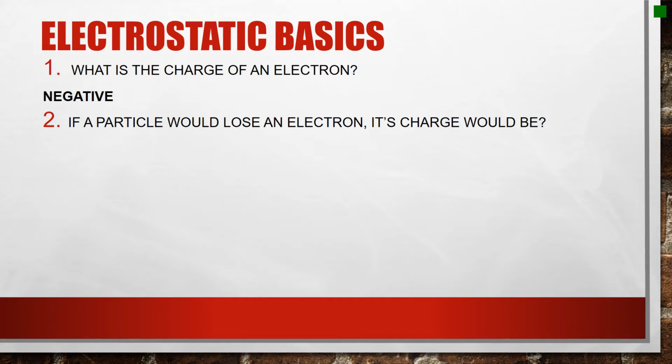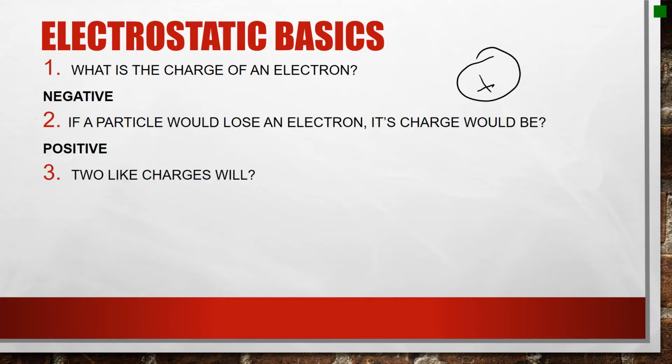Okay, so if a particle were to lose an electron, what would its charge be? Well, typically a thing is neutral. So typically we have an atom, and it is neutral. And the reason why it is neutral is because you have an equal number of positives to negatives. Well, if I lose one of these negatives, let's say it goes away, what's the charge then? Well, then it would be positive, right?